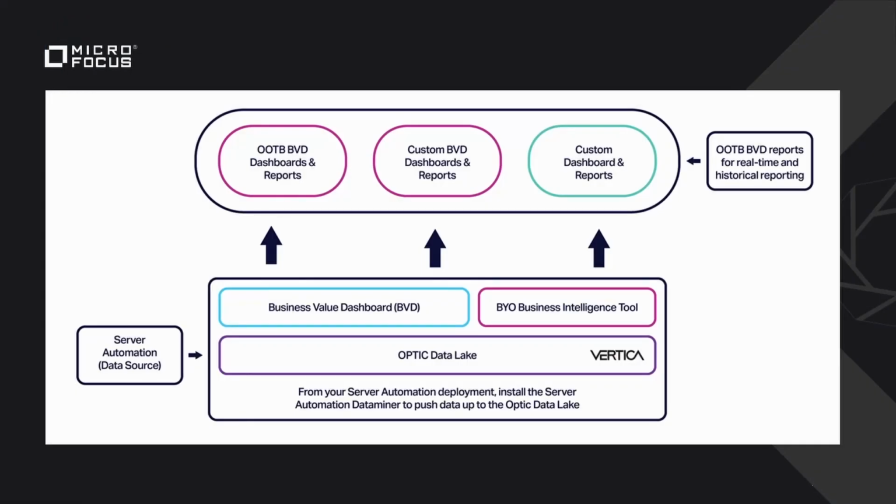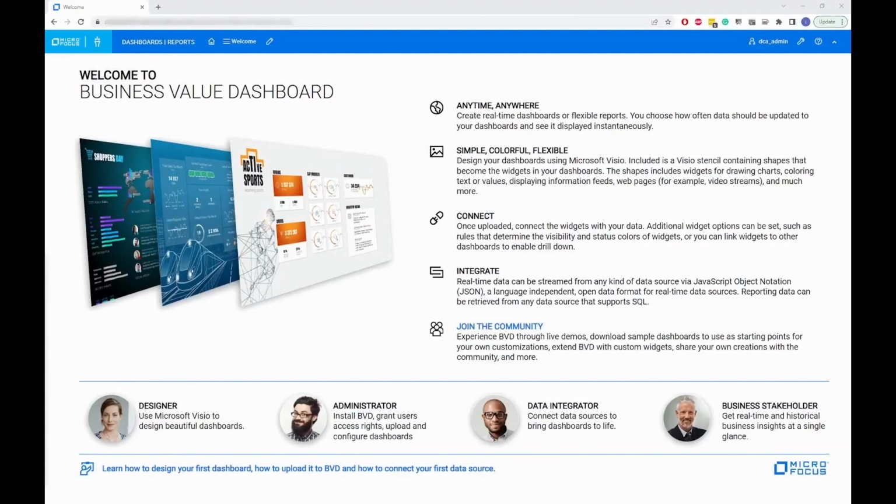Getting started is simple. Being a SaaS solution, it's readily available, and all you need to do is deploy the data miner over a direct or proxied connection to integrate with the on-premises server automation. Now that the real-time access to server automation data is established, we can generate reports and dashboards.